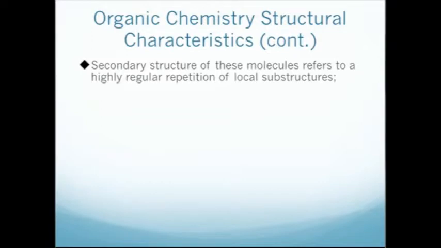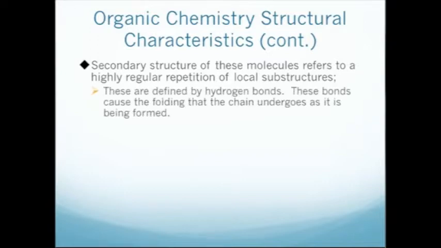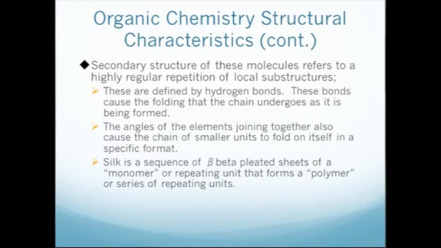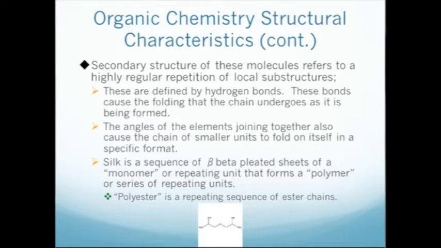The secondary structure of these peptides and other molecules refers to the highly regular repetition of local substructures. These are defined by hydrogen bonds and ionic attractions. These bonds cause the folding of the chain that it undergoes as it's being formed. The angles of the elements joining together also cause the chain of smaller units to fold on itself in a specific format. Silk is a sequence of beta-pleated sheets of a monomer or repeating unit that forms a polymer or a series of repeating units. Polyester is a repeating sequence of ester chains as visualized below.